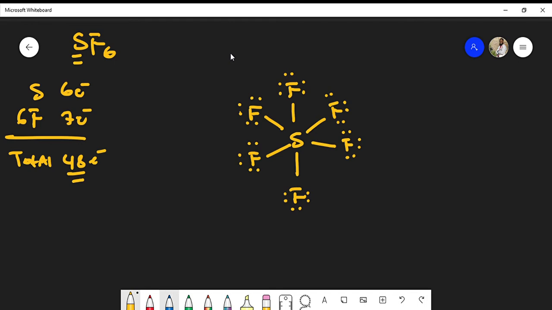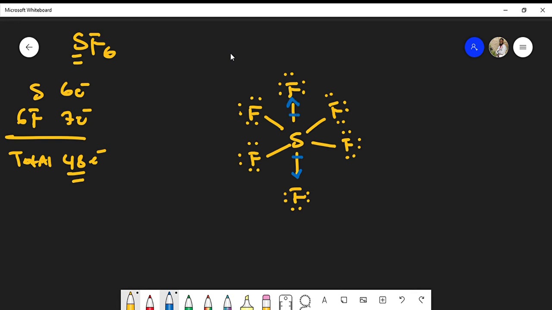Now if you do your dipole moments, we know that if our dipole moments go tail to tail, then the net dipole moment is 0. So let's see what's going on with this molecule. Let's draw our dipole moments. Fluorine is more electronegative than sulfur, so it's going to hog the electrons, and so we could draw our dipole moment like this.